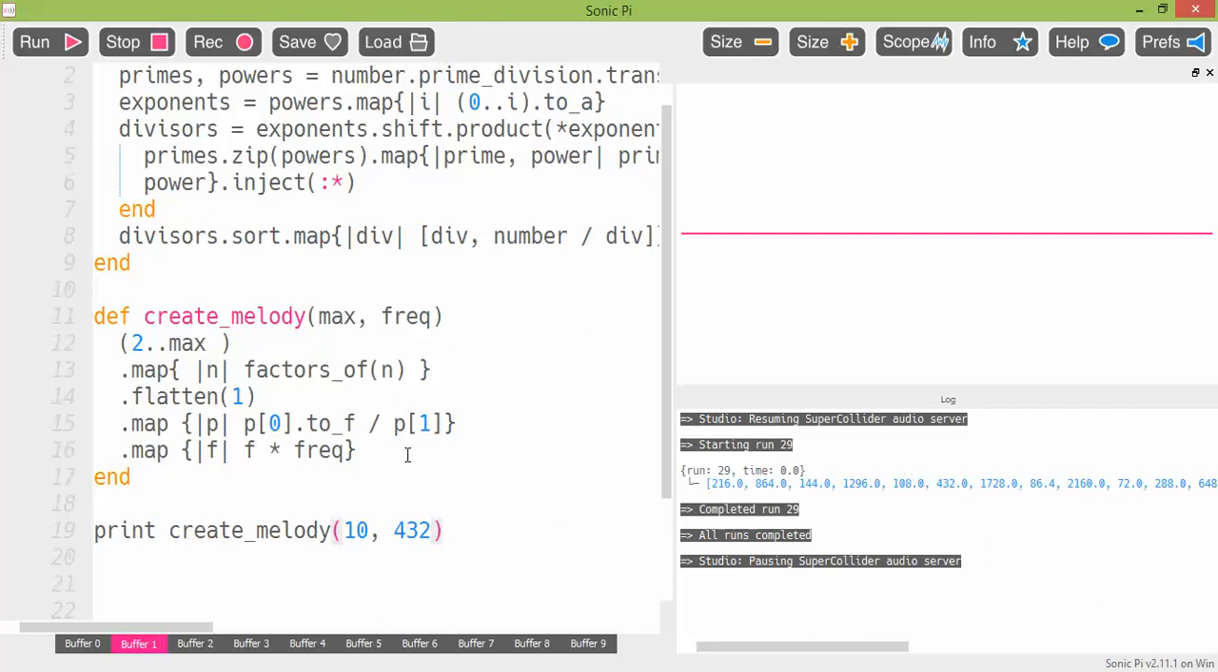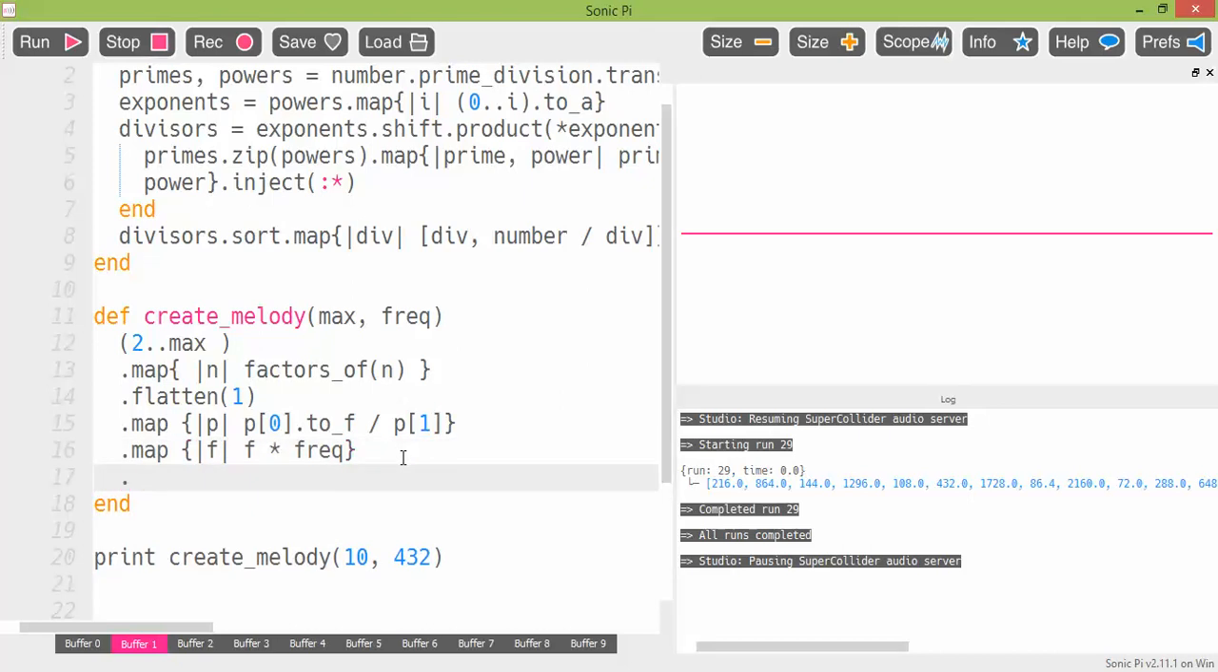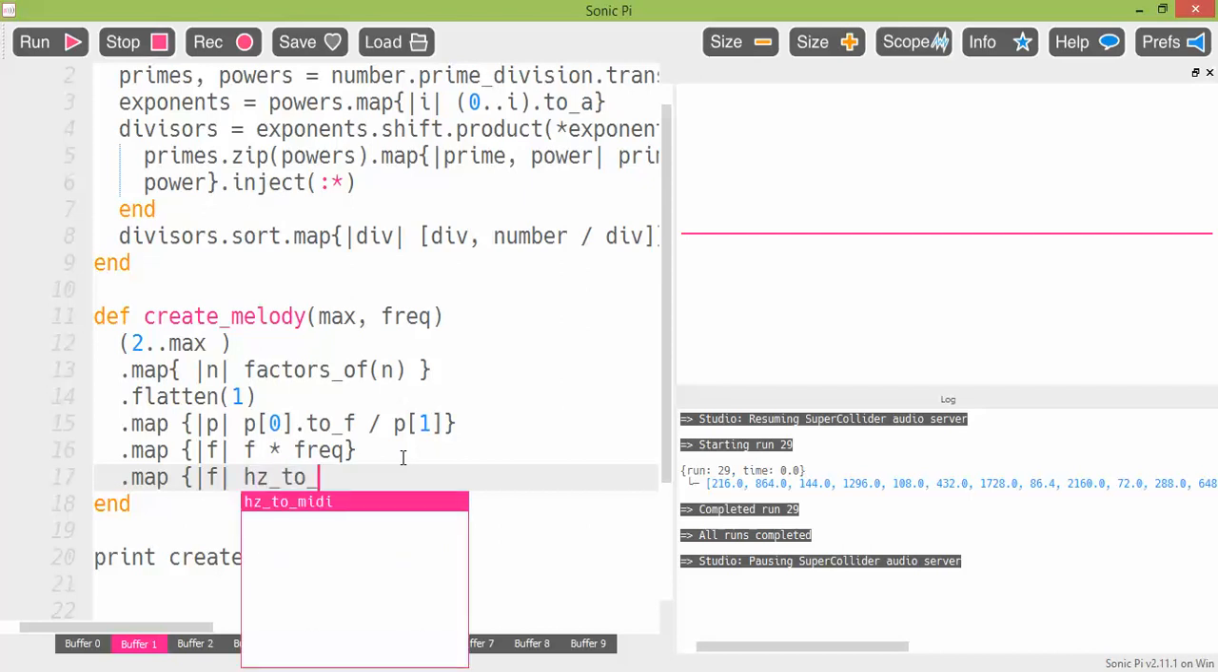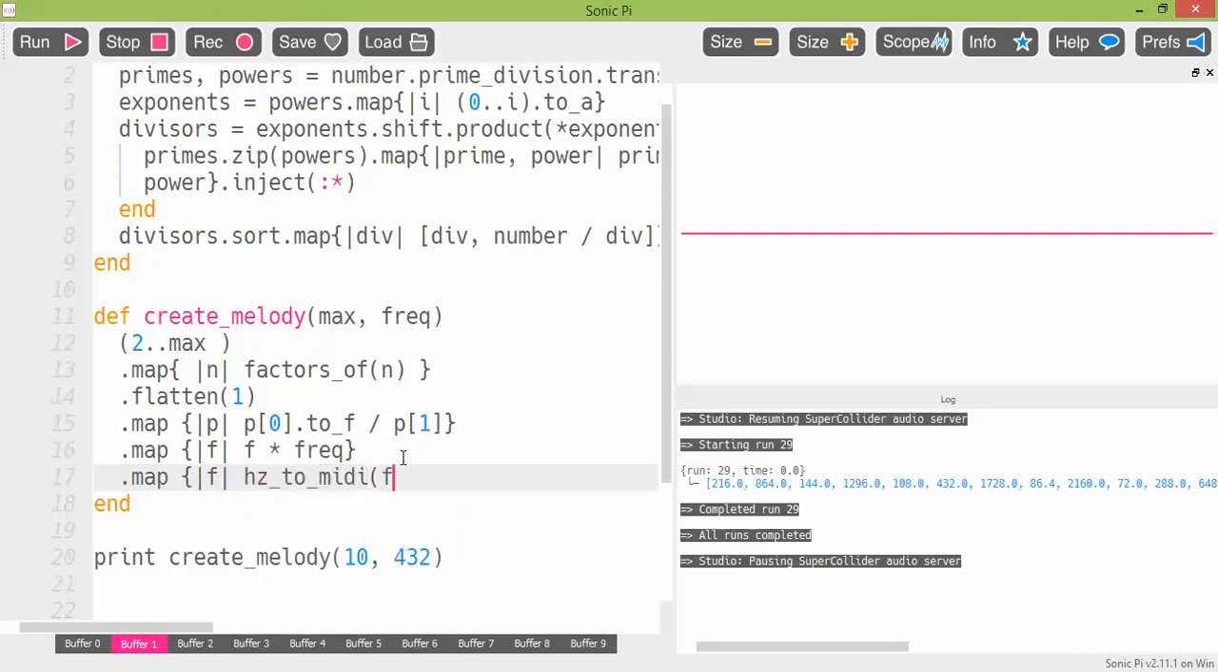Finally, instead of frequencies, what we want is another F for frequency. Actually, I'm going to give it a good name. Oh, I can't call it frequency because we already have that. Forget it, this is fine. We're going to do hertz to MIDI of the frequency, and this will give us a MIDI note number. And I'm going to assume people know what that's about.